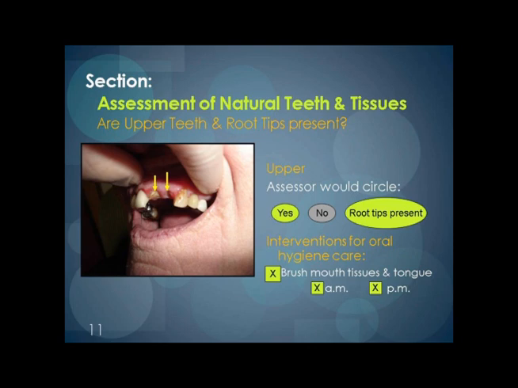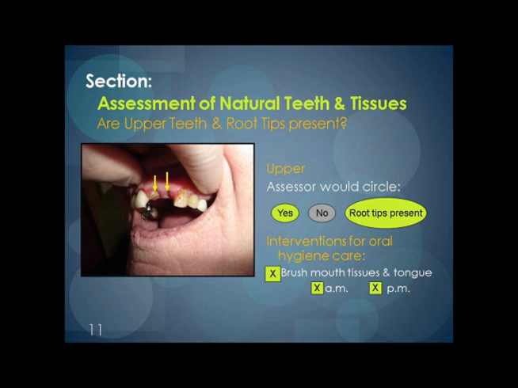In this photograph, you see a client with some upper teeth as well as 2 root tips, which are highlighted with the yellow arrows. This information needs to be translated to the Oral Hygiene Care Plan in the upper left section of the tool under Assessment of Natural Teeth and Tissues. Under Upper, the assessor would circle Yes to indicate natural upper teeth and also root tips present.